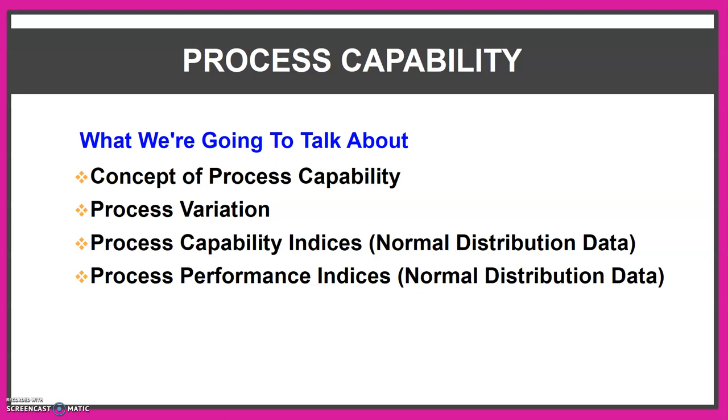Next is the scope of this title. First is the concept of process capability, the definition of process capability. Then we will go on to understand what process variations are. Then we'll analyze the process capability index and process performance index. For information, the process capability index and process performance index are a calculation part. I will cover them in the next video.